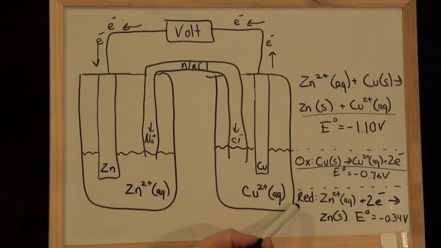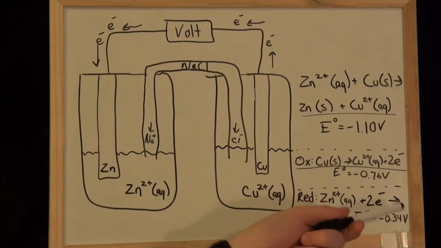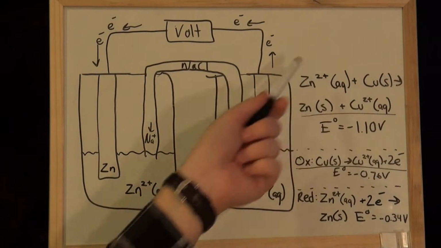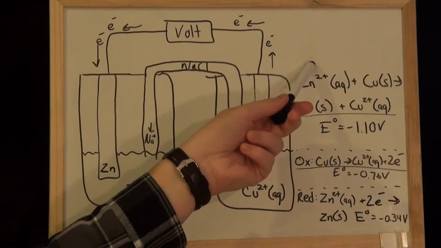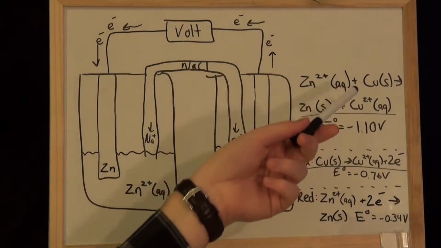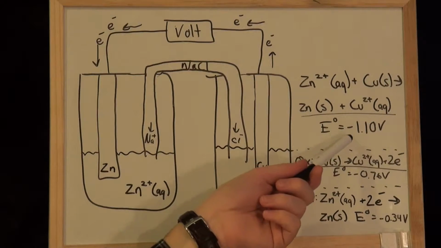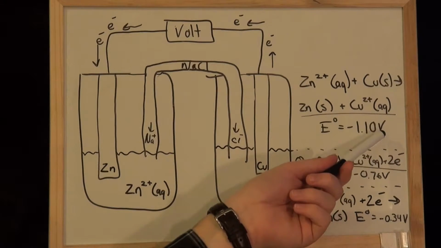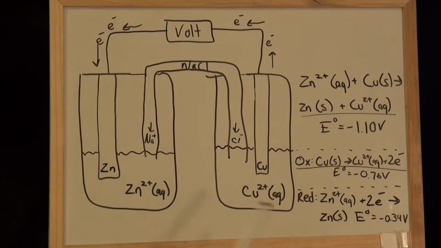In your reduction half reaction, you have zinc 2+ aqueous plus 2 electrons goes to zinc solid, and your electric potential is negative 0.34 volts. So your entire redox reaction, which is zinc 2+ plus copper goes to zinc plus copper 2+, is in total negative 1.10 volts. So here you have a diagram of this reaction.